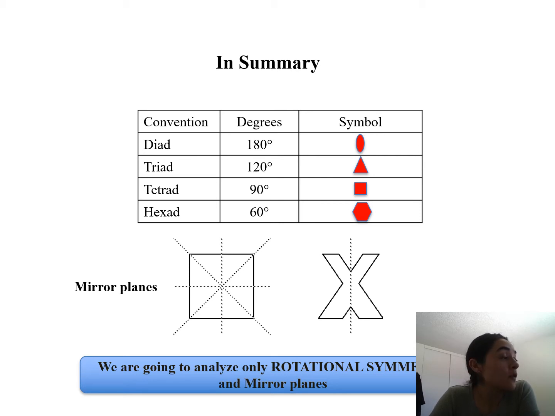symbol. For mirror planes, to identify that there's reflection symmetry in an object or an element, we would basically draw the mirror plane, which identifies that this element has a reflection symmetry where one side can complete the other to create the entire element or shape in this case.